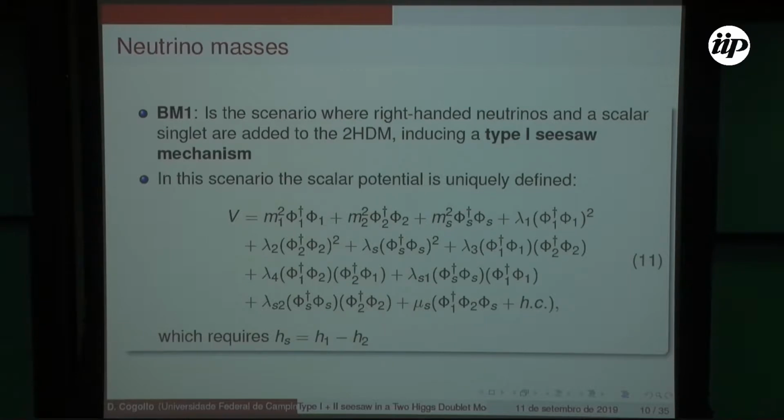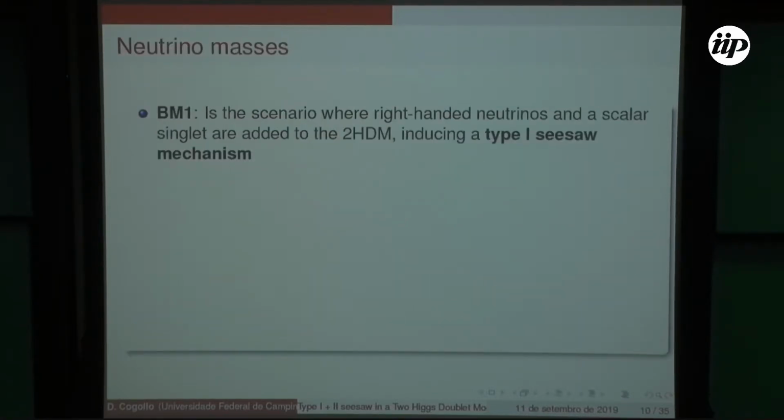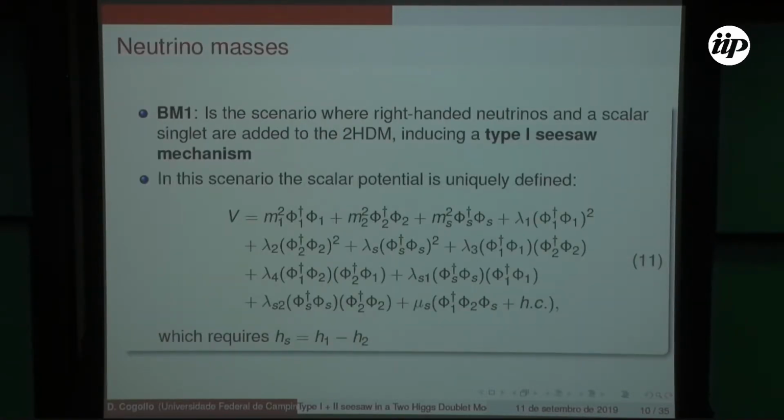The potential in this case is given by this potential. This potential is just with two doublets. Then as we are introducing a singlet, we need to couple the singlet with the doublets. Then we introduce these three new terms. The introduction of this last term requires a relation among the charges of the singlet and the doublets for gauge invariance.